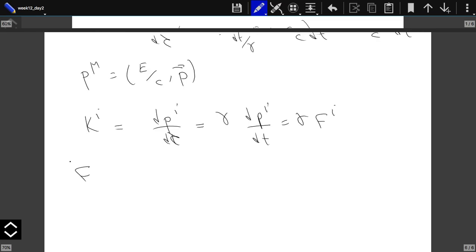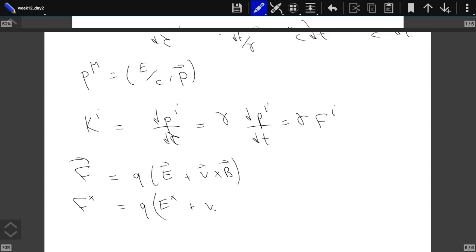Now, let's go to the Lorentz force. If we calculate the components of the Lorentz force, we multiply it with gamma, we obtain the components of K. F was equal to q times E plus v cross B. Let's look at, let's say, the x component. The x component is q times the x component of the electric field plus v. Well, the x component will be the y component of v times Bz minus the z component of v times By.